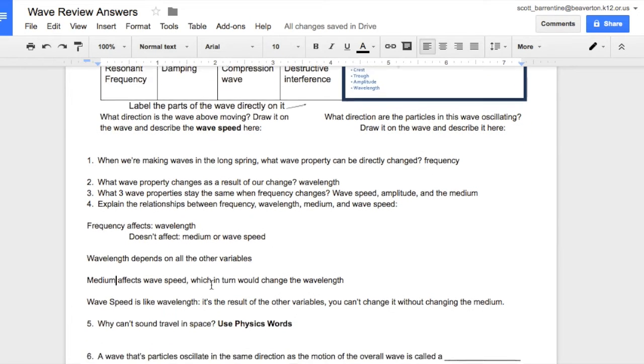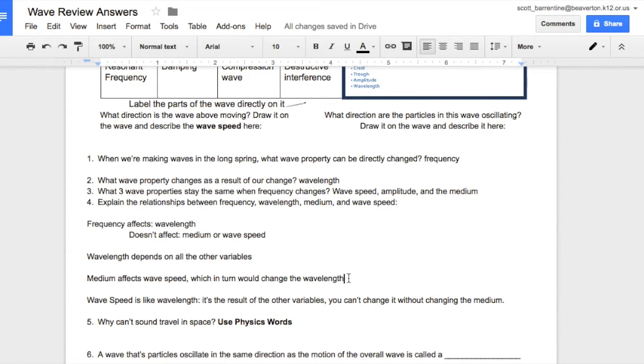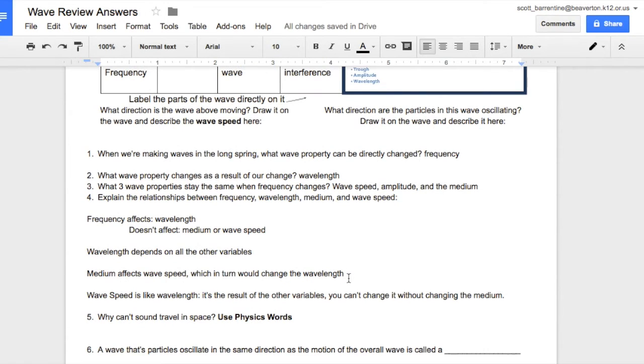The medium affects the wave speed, which would in turn change the wavelength, but you don't need to know that necessarily. Just the idea that medium affects wave speed is what's really important here. Wave speed is like wavelength, though. It's the result of the other variables. You can't change it without changing the medium. Frequency does not affect the medium or the wave speed.